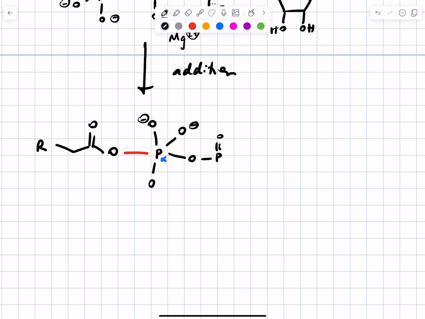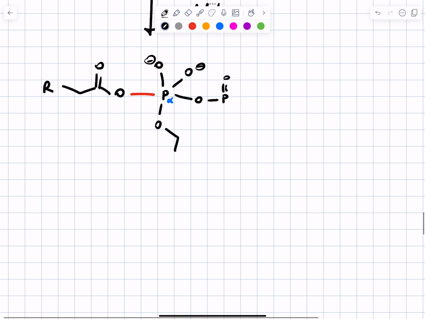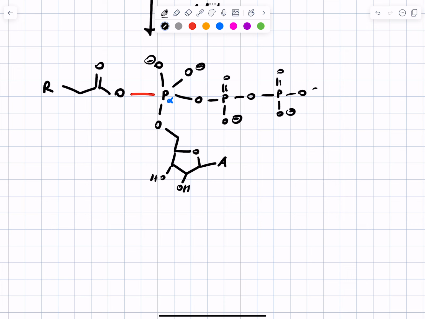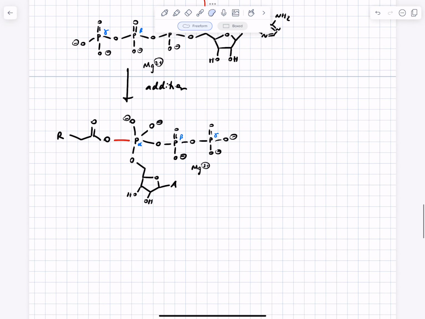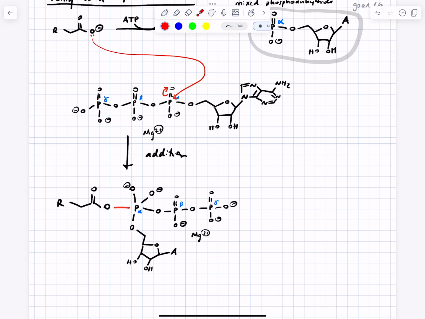This is the 5' hydroxyl of ribose, and this is the adenine base. And then over here is going to be the beta and the gamma phosphate groups, probably bound to a magnesium ion. Okay, that's what we get when the carboxylate oxygen attacks the phosphorus.